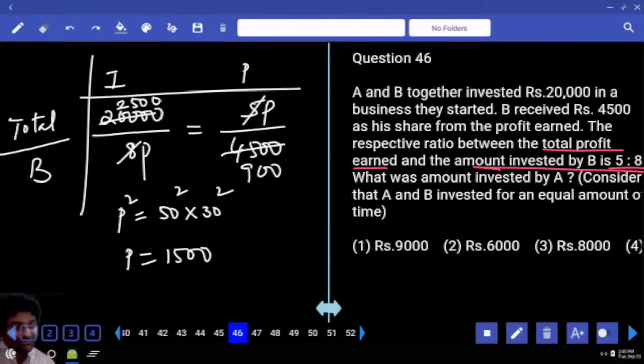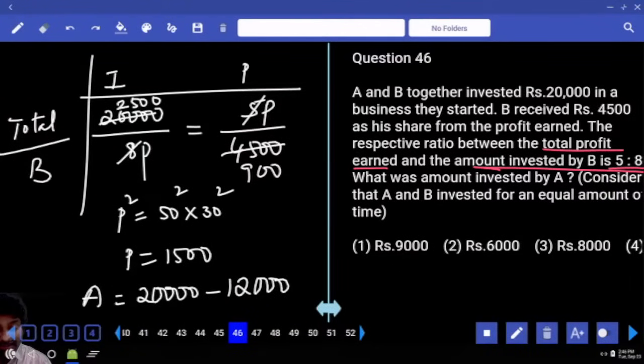The question is to identify the amount invested by A. A's investment is equal to total investment minus B's investment only. Total investment 20,000. B's investment 8 parts, 8 1500s, 12,000. Answer 8,000, third option. Is it clear? Yes?